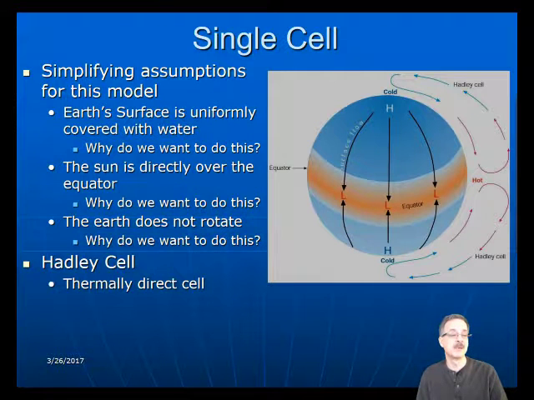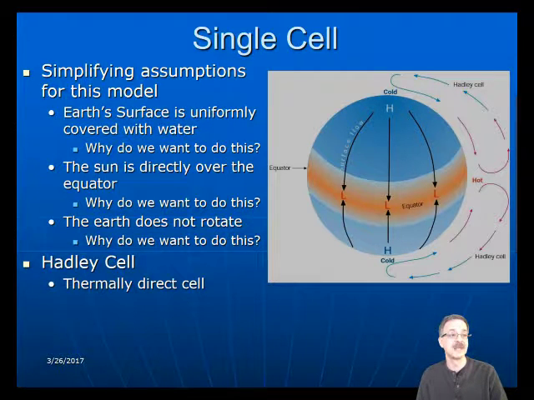So the first model is what's called the single cell model. The simplifying assumptions of the single cell model: Earth's surface is uniformly covered with water. Why do we want to do this? The reason is it simplifies the system. We don't have to worry about land.